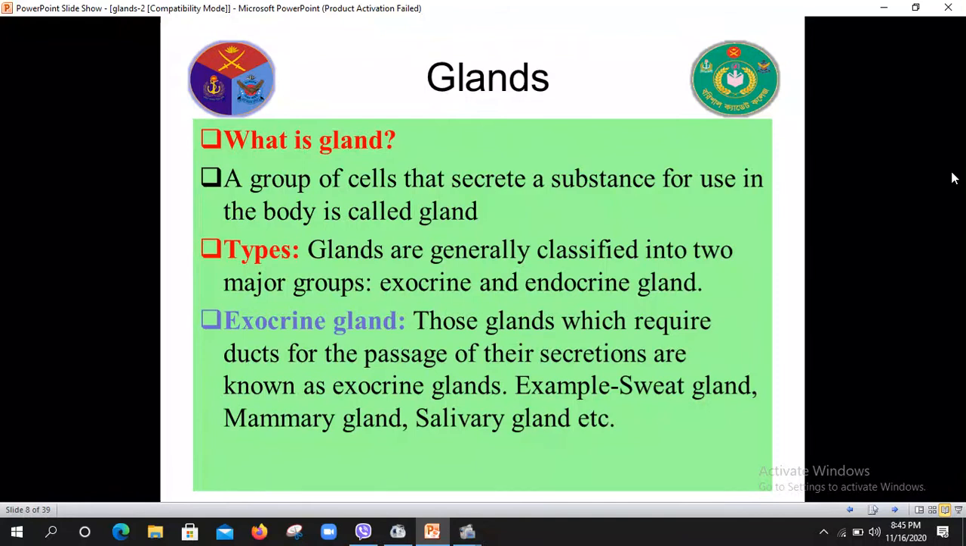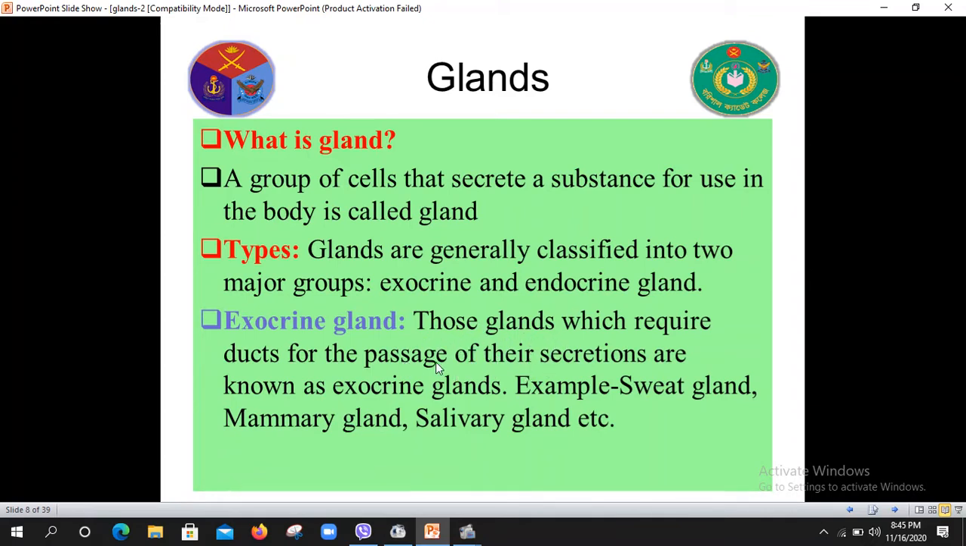Okay, at first, what are glands? A group of cells that secrete a substance for use in the body is called a gland. Actually, a group of cells which secrete some liquid substance is called a gland. These glands are of two types: one is exocrine and the other is endocrine. Now, what is an exocrine gland? Those glands which require ducts for the process of their secretions are known as exocrine glands. This type of gland must have a duct.